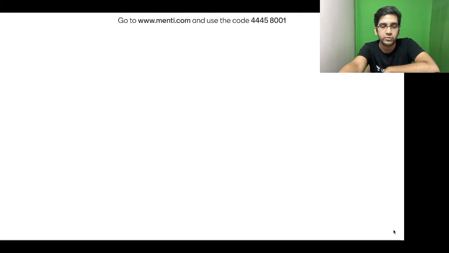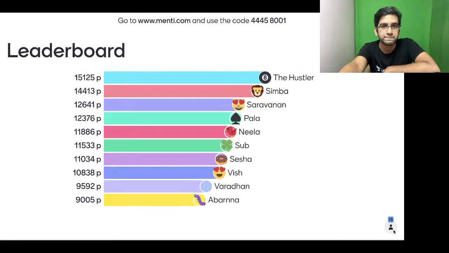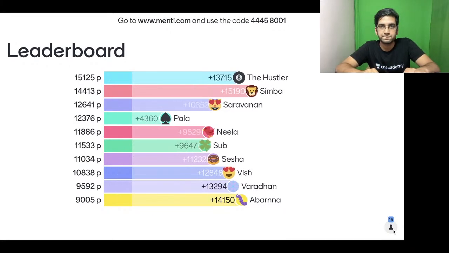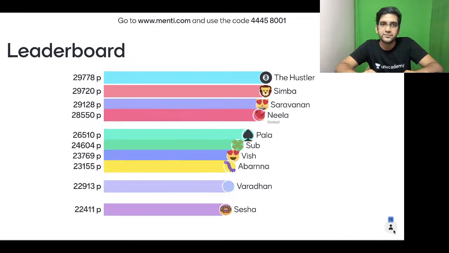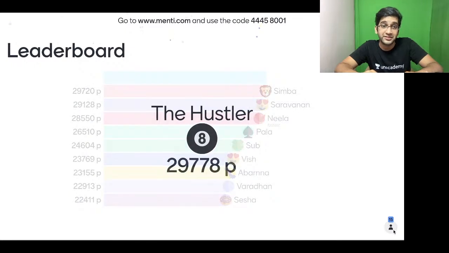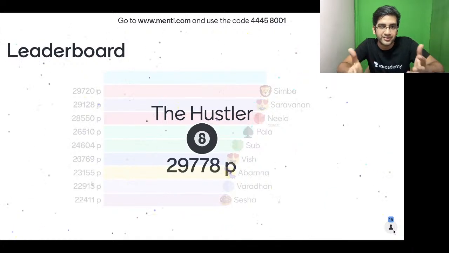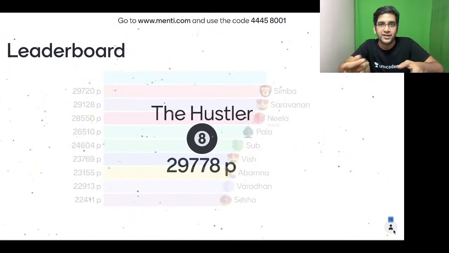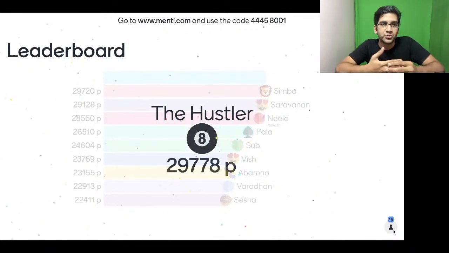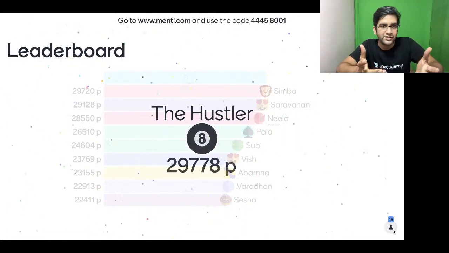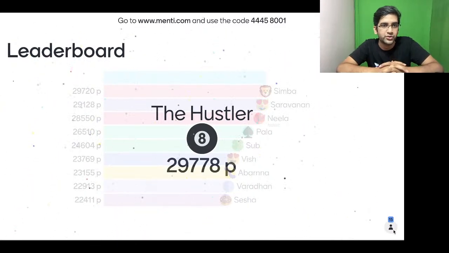And let's have a look at the leaderboard. Wow, let's see if it changes. Okay, there's an amazing leaderboard. Dr. The Hustler has got 29,778 points. Simba and Saravanan, see, you were also in the same category. Simba and Hustler's gap is just 60 points. I think the fastest seconds would have given them. And all of you are about 22,000 points, right? So, especially in the top three or four, hardly there is a 100 points difference, right?